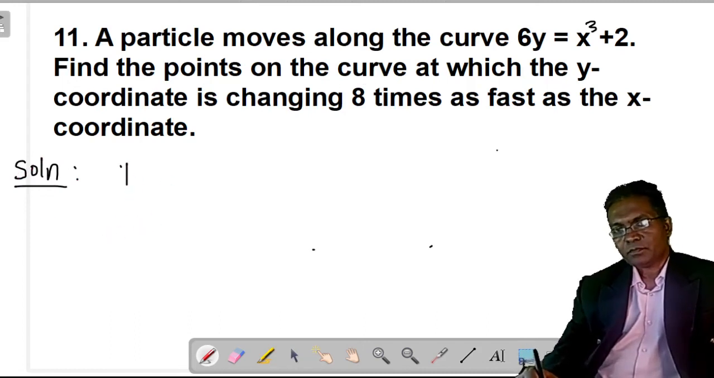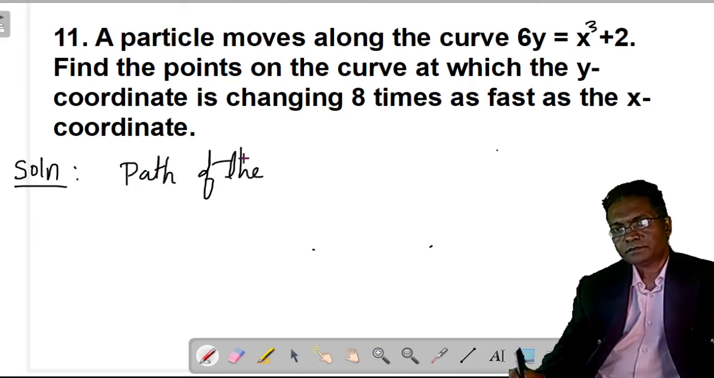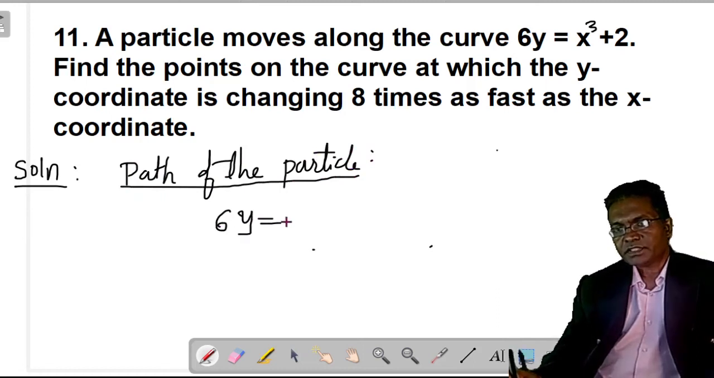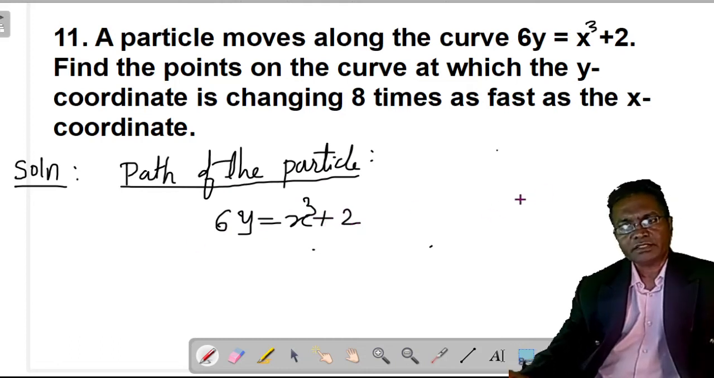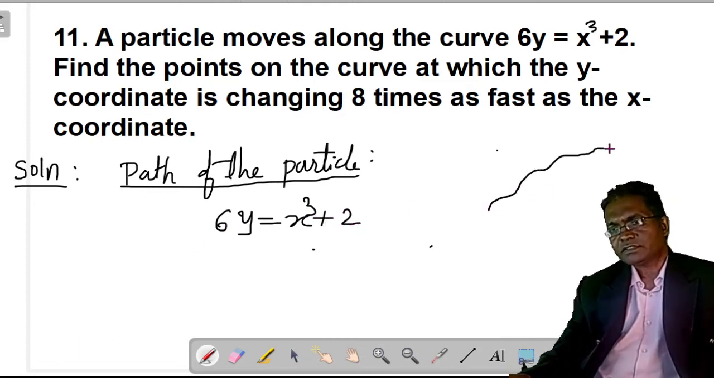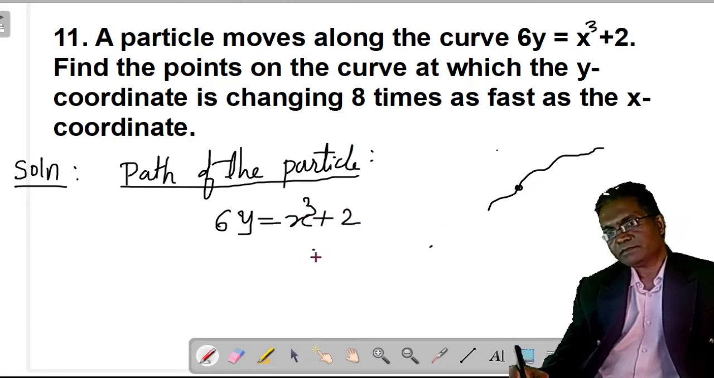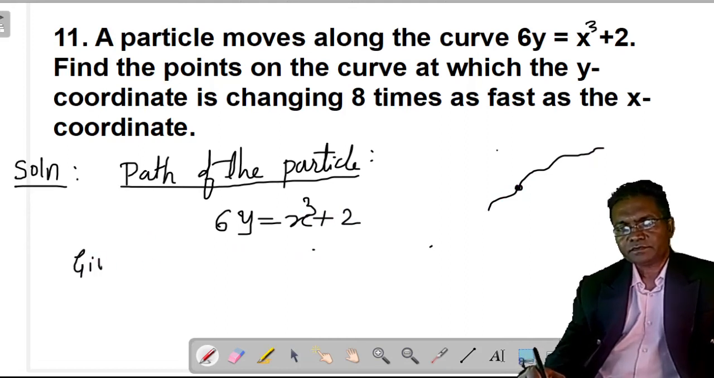Okay, so path of the particle, moving particle, it follows the path this 6y is equal to x cube plus 2. Okay, so it follows some path. The particle is moving along this path. Okay, given that, what is given is important.